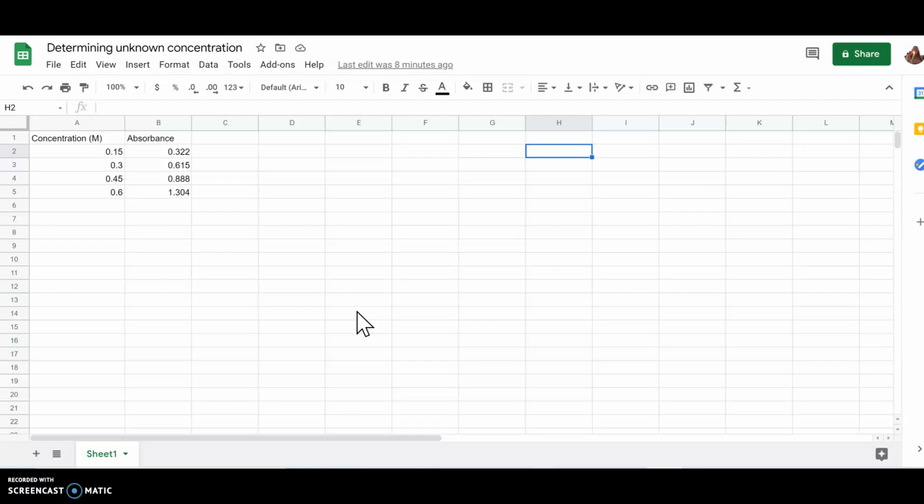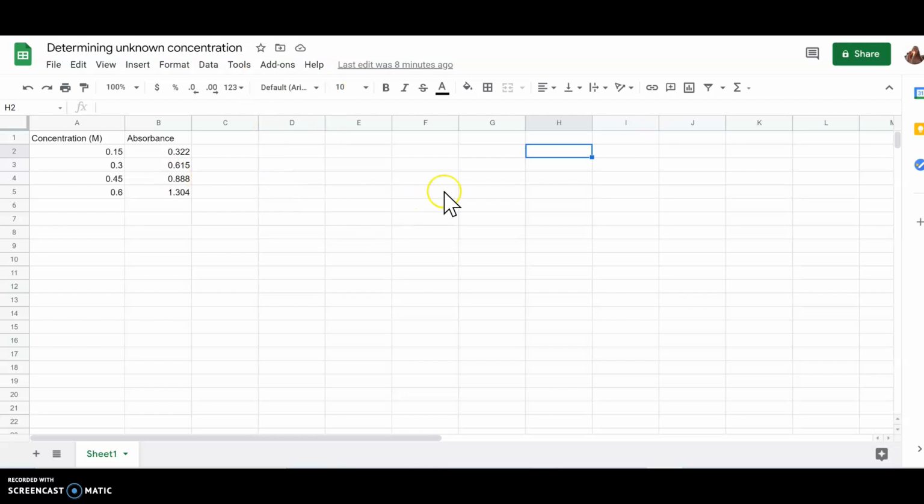So pause the video, go get the necessary information from your lab, and also necessary computer stuff so you can do this along with me. All right, hopefully now you're ready to go and you can watch and do the graph at the same time.